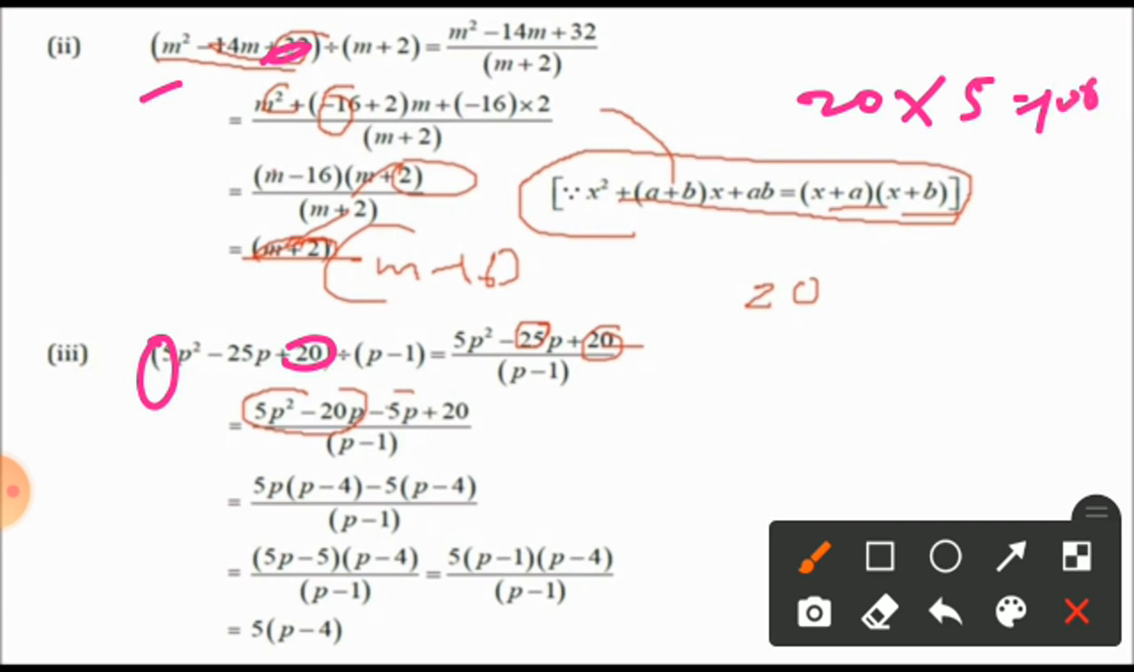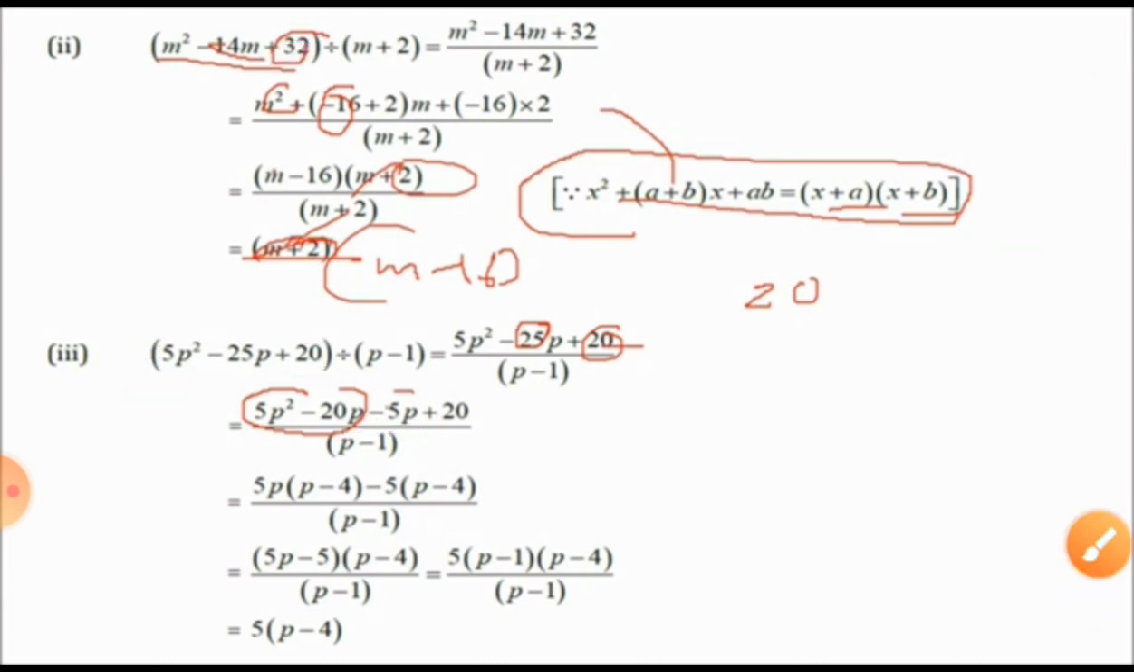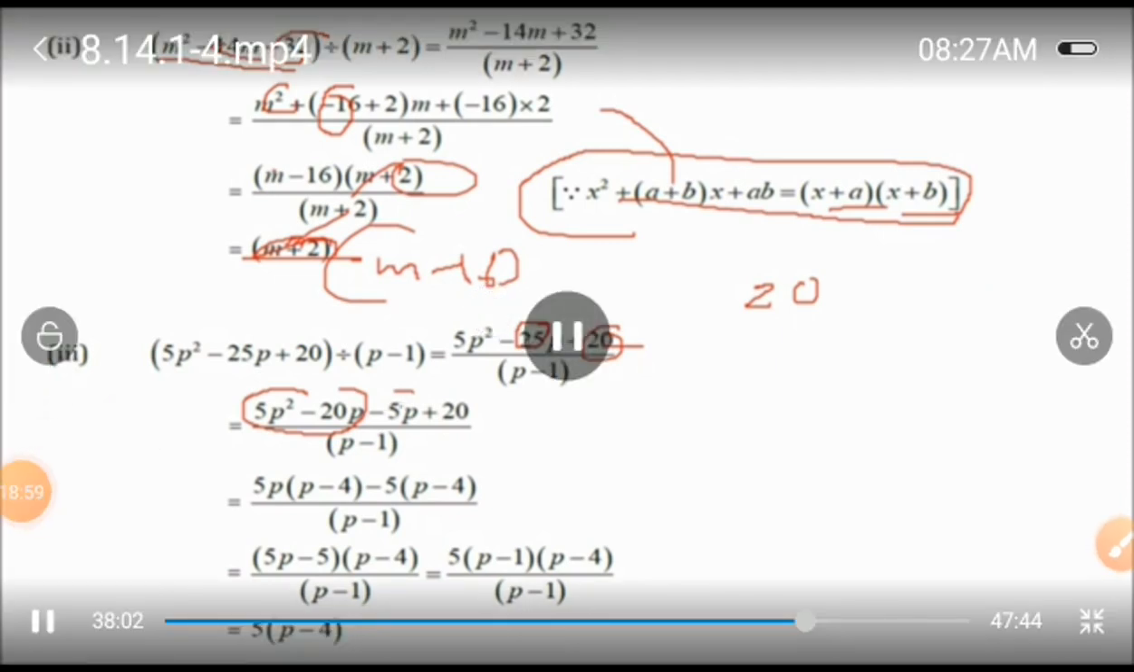5 into 20 gives 100. Make two parts of 100, my dear, whose addition or subtraction should give 25. What will we do? 20 into 5 will give you 100. So 20 plus 5 will give 25, won't it? Yes, that's why here 20 and plus 5. Or both the numbers are minus. That's why we are taking both minus 20 and minus 5 as the factors. Yes, my dear student, it is easy. So easy. Isn't it?